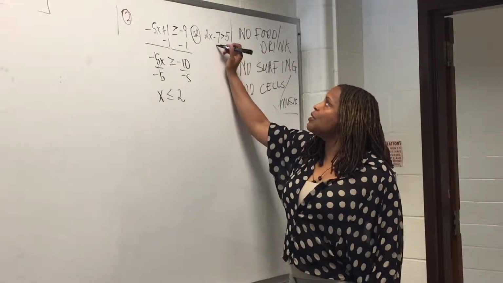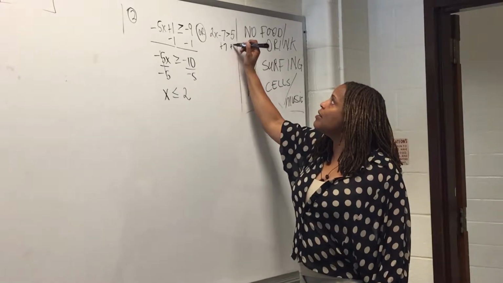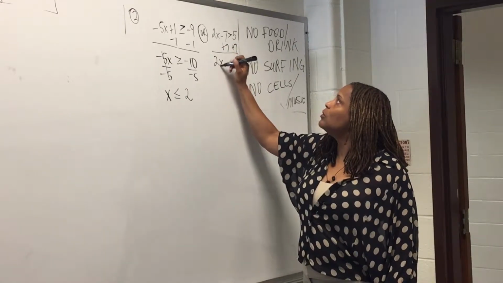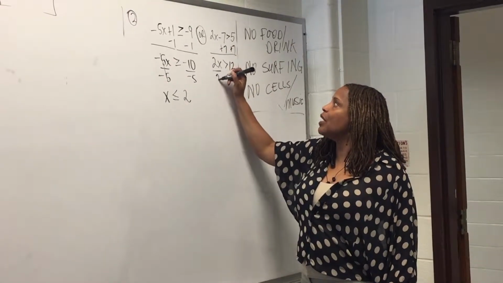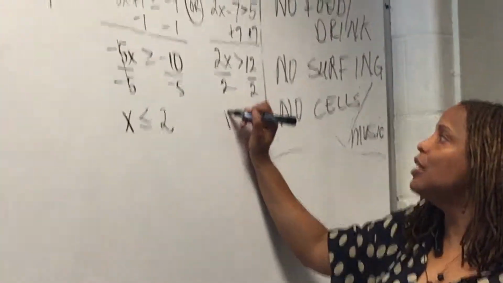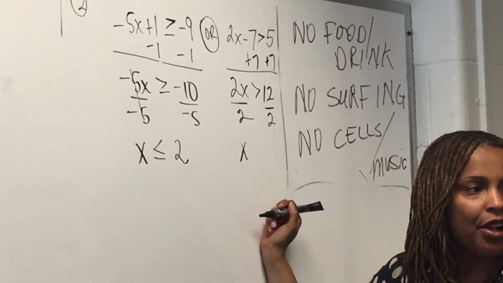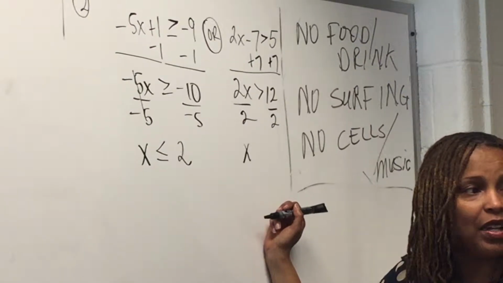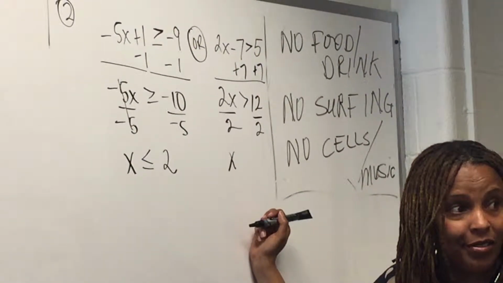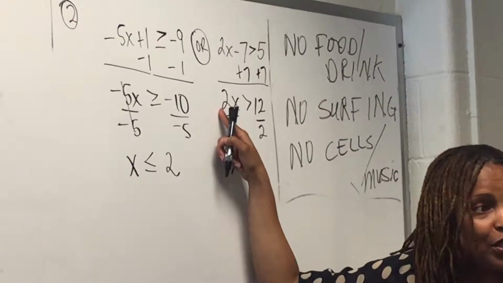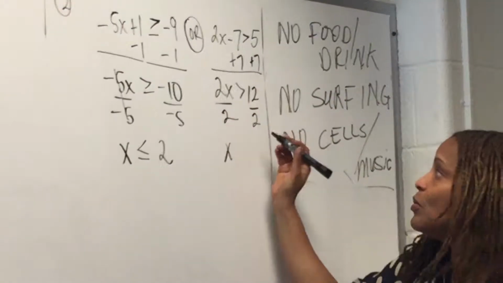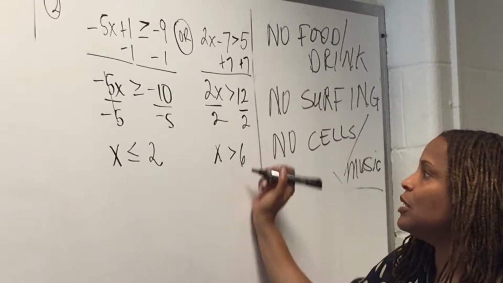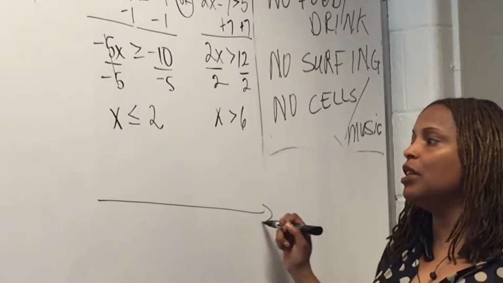All right, let's solve this one. We add 7 to both sides. 2x is greater than 12, divide by 2, divide by 2. Do I flip the inequality here? No, I'm not multiplying or dividing by a negative, right? The coefficient is positive, which you noticed, great connection.